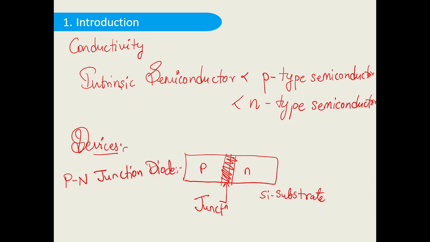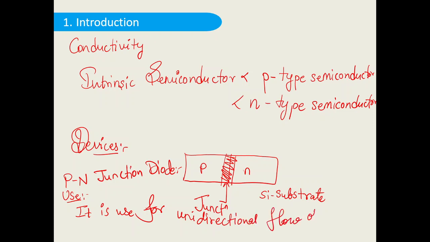So what is the use of a PN junction diode? It is used for unidirectional flow of current. That means, if the PN junction is forward biased, it can be considered to be on. If it is reverse biased, then it can be considered to be off.